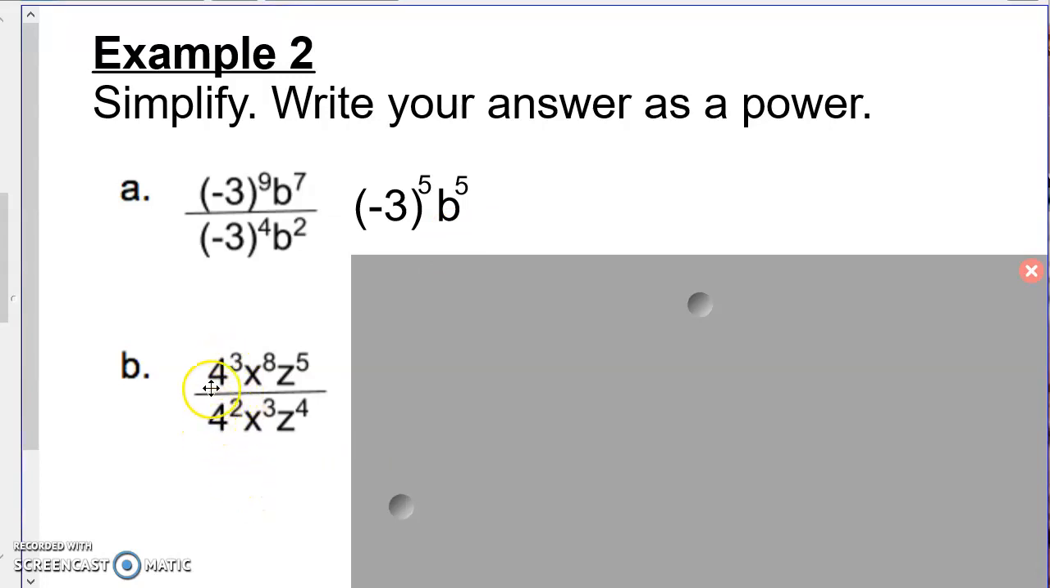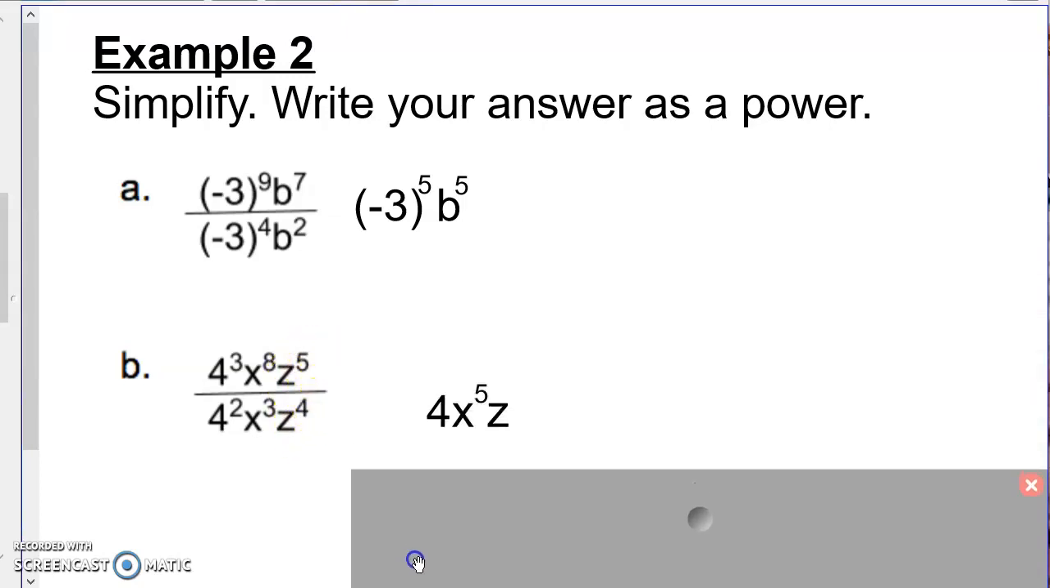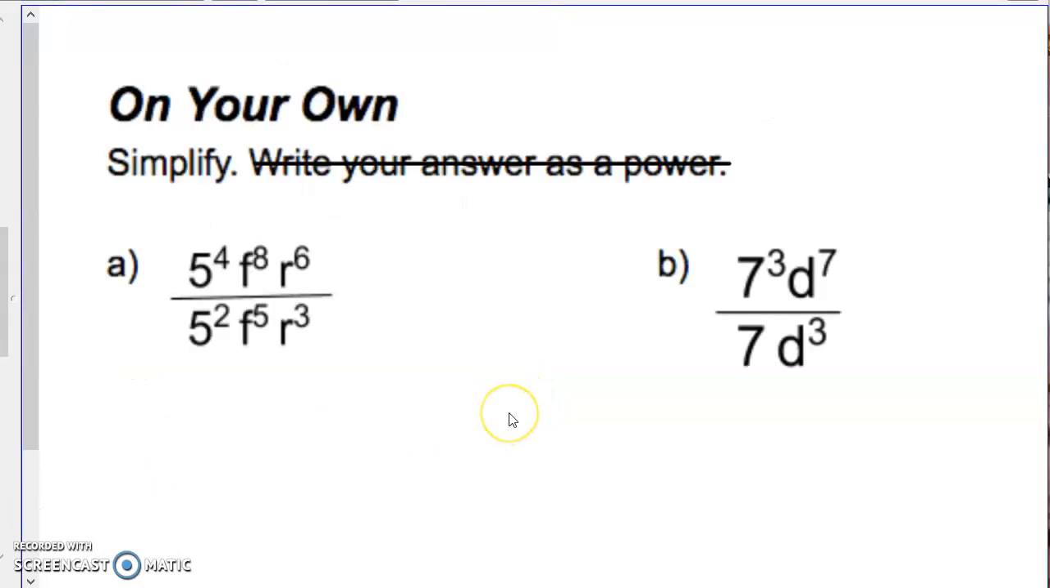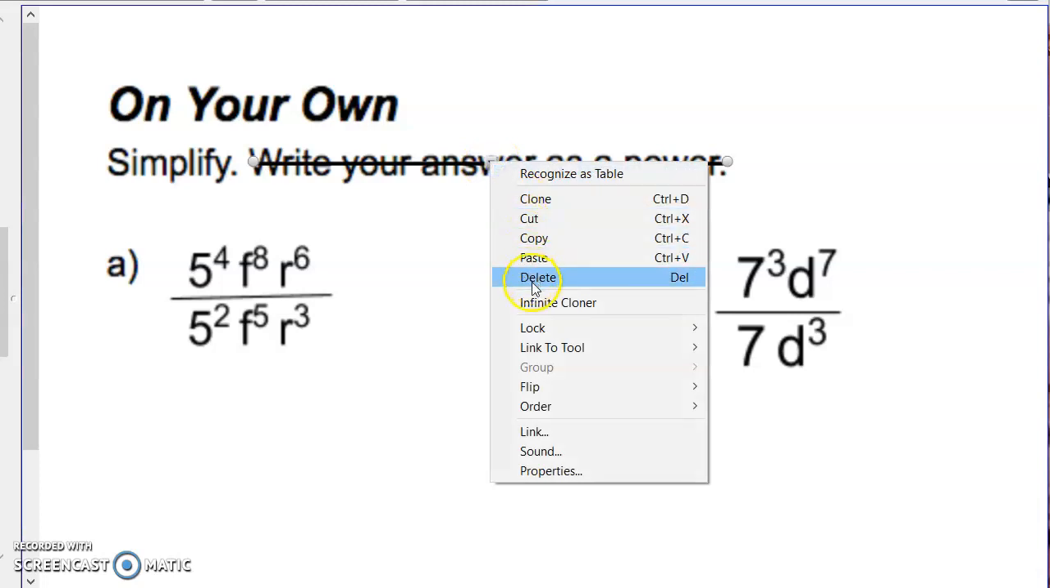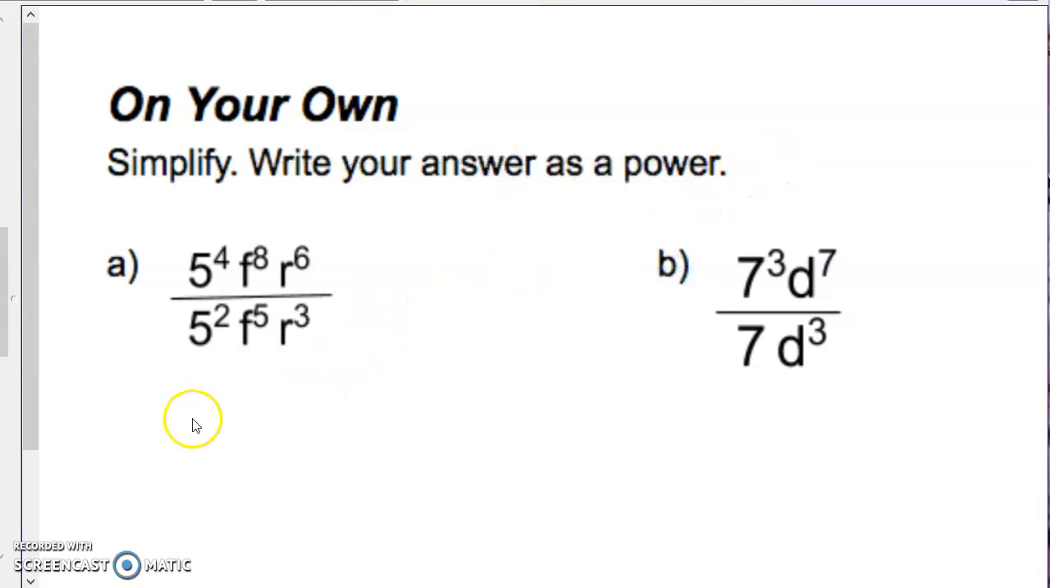Down here, 4 and 4, same base, so 3 minus 2 would be 1. X and X have the same base, so 8 minus 3 would be 5. And then the Z and Z have the same base, so 5 minus 4 would be 1. So that leaves me with 4 x to the 5th z. Remember, it's understood that that is to the 1st power. You can pause the video and do these ones on your own, except I don't think that this direction here should be crossed out. I think you are supposed to write those ones as a power.